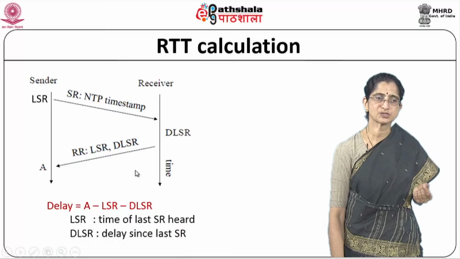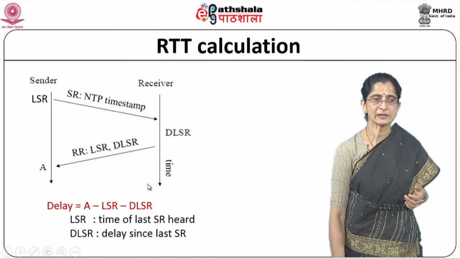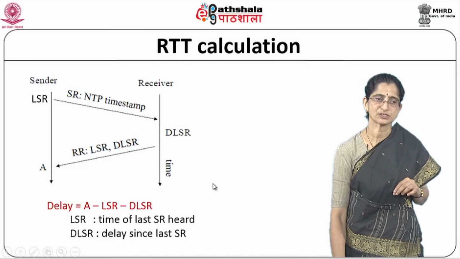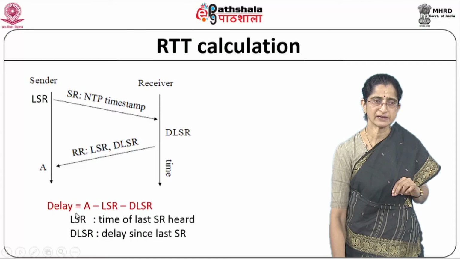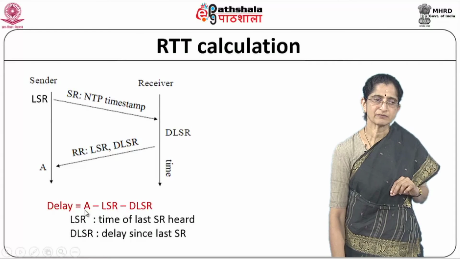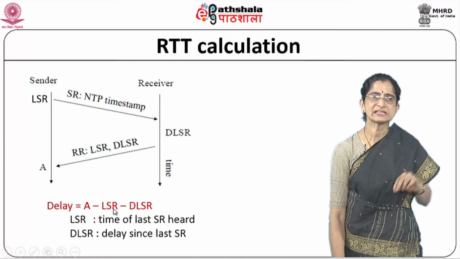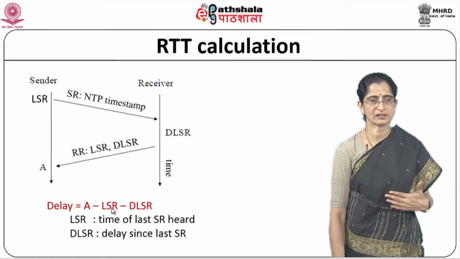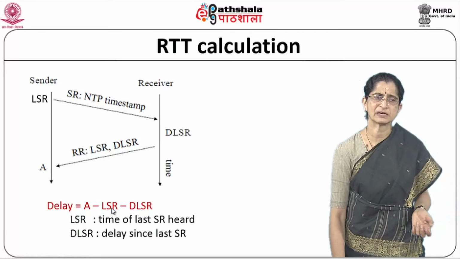Now how can I use this to calculate the round trip time? It's very simple. I can note the time at which I am getting this RR report, let us call that A. So now A minus LSR is my total time from the time the packet was sent to the time that I am receiving this. Minus, I just subtract this DLSR because there was a delay in sending this packet, because RTCP could not send the packet immediately. So there was some delay. So I want to remove this delay.